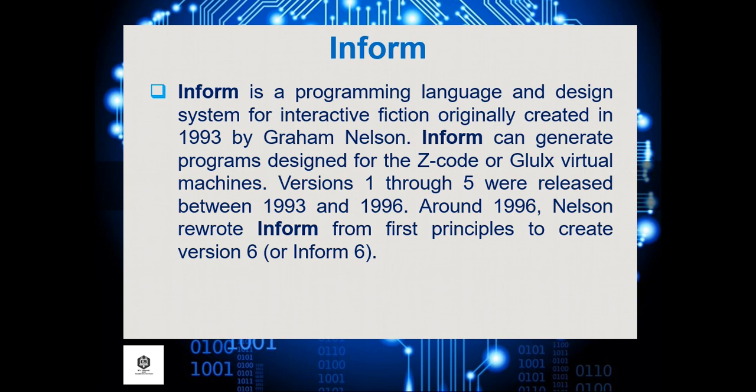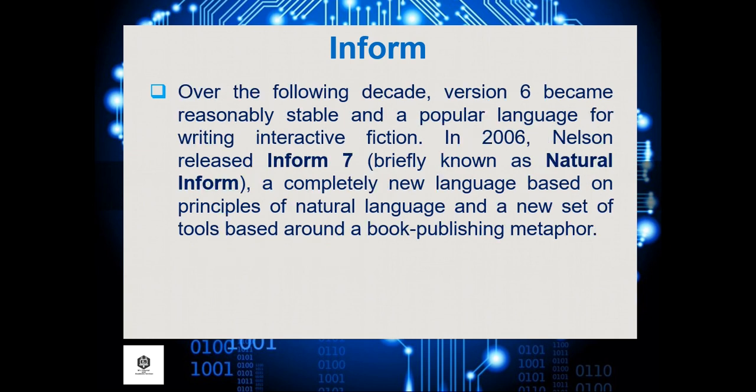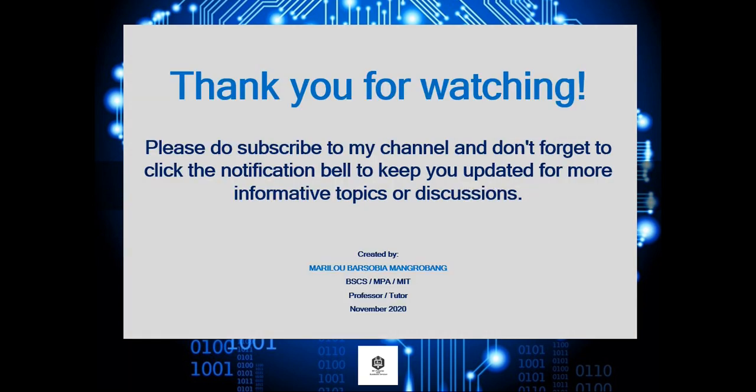Around 1996, Nelson rewrote Inform from first principles to create version 6 or Inform 6. Over the following decade, version 6 became reasonably stable and a popular language for writing interactive fiction. In 2006, Nelson released Inform 7, briefly known as Natural Inform, a completely new language based on principles of natural language and a new set of tools based around a book publishing metaphor.